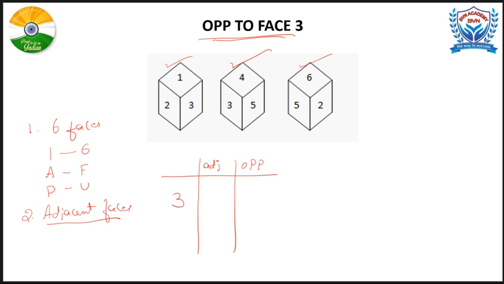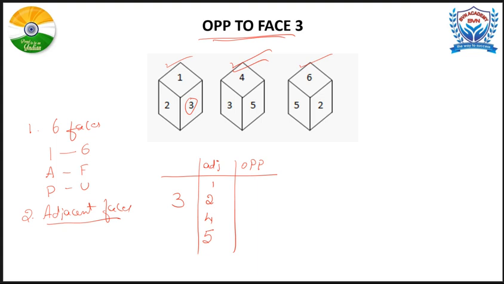Now try to find out the adjacent faces of 3 and write it down in the second column. In the first picture, 3 is appearing here. So 1 and 2 are considered as adjacent. So let's write down 1 and 2 here. Same way, in the second picture, 3 is appearing along with 4 and 5. Hence, 4 and 5 are considered adjacent to face 3.